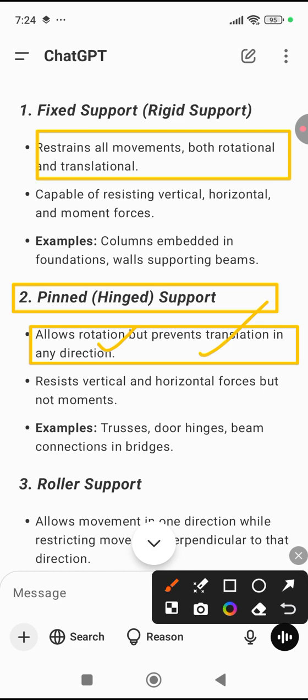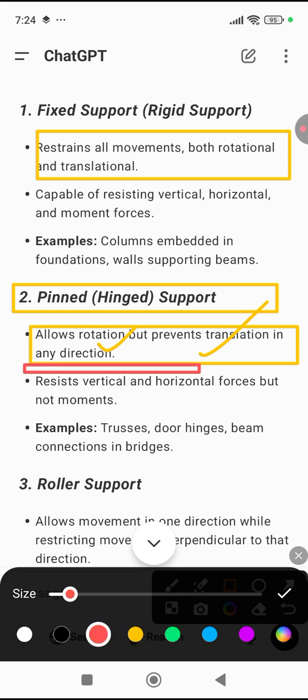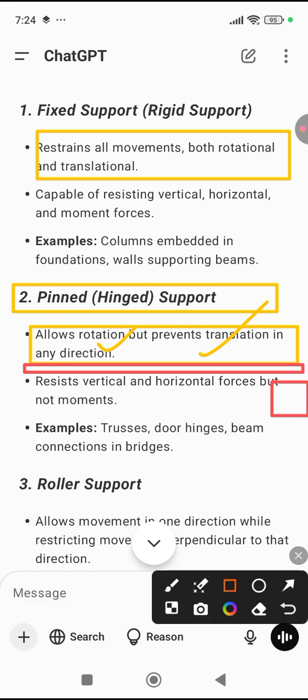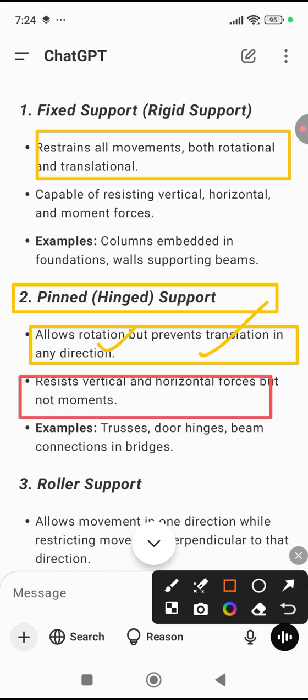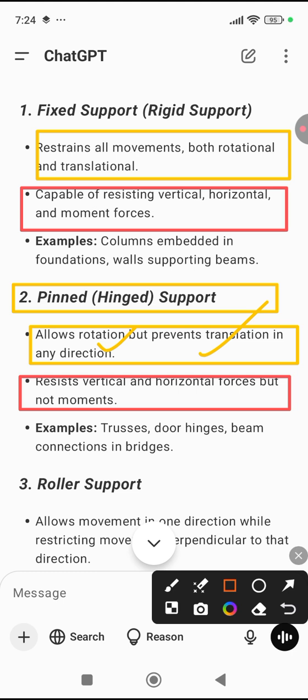And another one is that it resists vertical and horizontal forces but not moment. I'm just changing the color. So you can see here, this pin support resists vertical and horizontal forces but not moment. But the fixed support we showed above is capable of resisting vertical, horizontal, and moment; these three. But pin support only resists vertical and horizontal forces, but not the moment. So this is the major difference. With the help of these three points you can easily differentiate between these two.